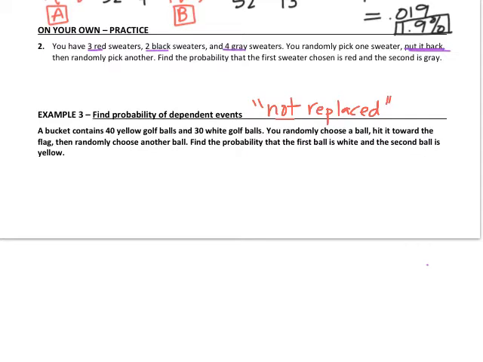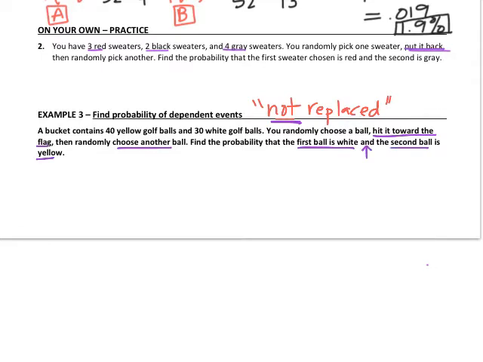So finding the probability of dependent events, this example says that there's a bucket that contains 40 yellow golf balls and 30 white golf balls. And you randomly choose a ball, and then you hit it toward the flag. Okay, so there's a flag out on the golf range, and you hit that first ball toward the flag, and then you randomly choose another ball. Well, it looks like to me then, just from reading what it says here, the first ball is not replaced. So we need to find the probability that the first ball is white and the second ball is yellow.